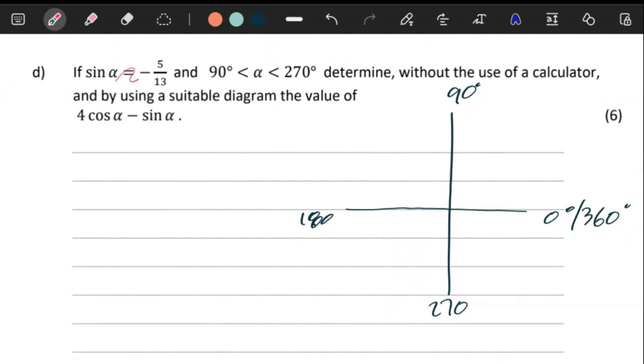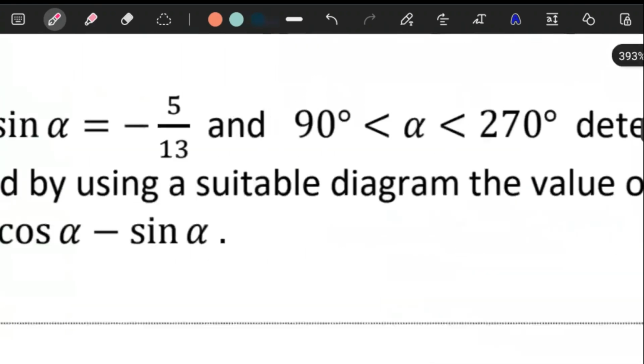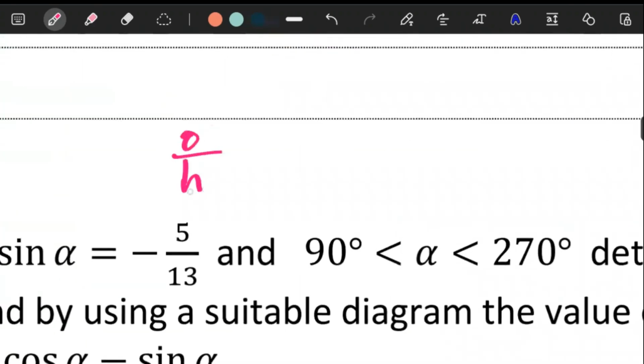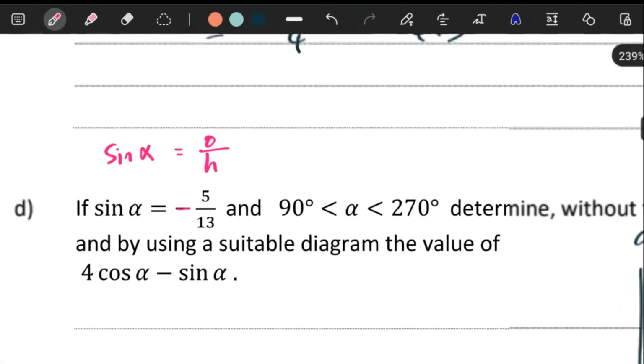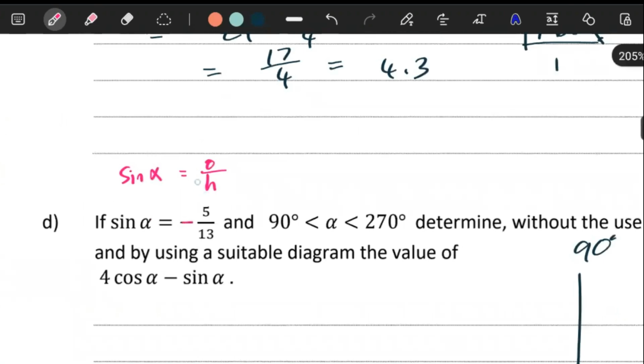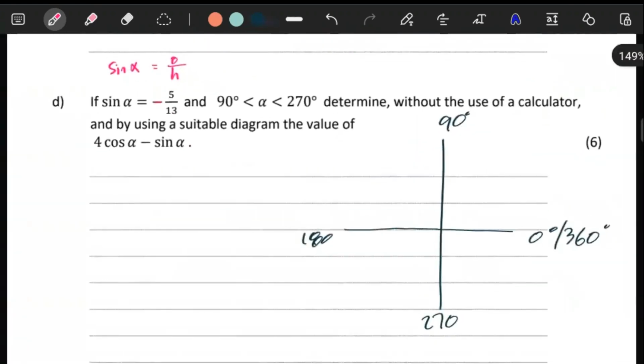So if you're going to see sine theta is -5/13, the idea is, remember, this is opposite over hypotenuse. So when you see a negative here, you have to allocate it to either the number at the top or the number at the bottom. Now, the hypotenuse will always be a plus. It'll always be a positive number. So the opposite is the one that has to be negative. Remember, your sketch has to be between 90 and 270. So your sketch either looks like this, or your sketch looks like this.